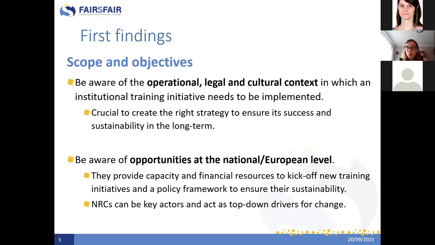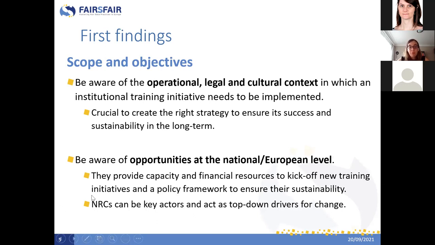But also it's very important to be aware of opportunities at the national and European level. We saw in practically almost all the good practices we talked to that they came from a new impetus coming from the national level and the European level to promote open science. And these initiatives from the top down can ensure not only to give a more general framework to the initiative that happened at the institutional level, but they also can provide universities with the capacity, resources in terms of staff, but also with the financial resources.